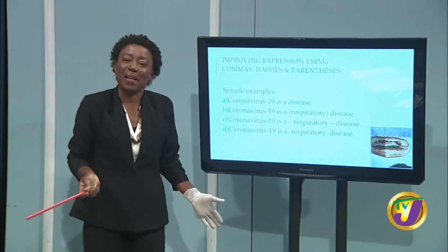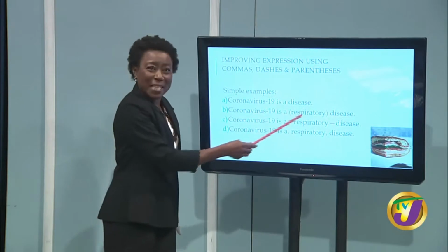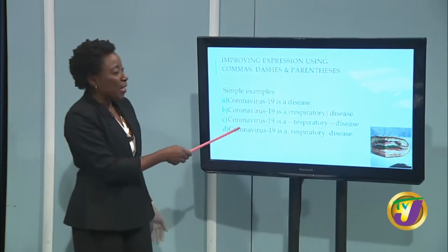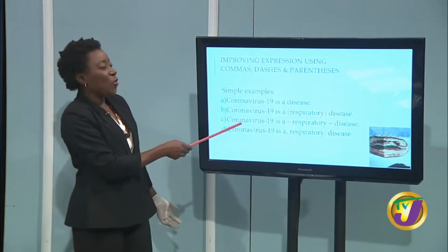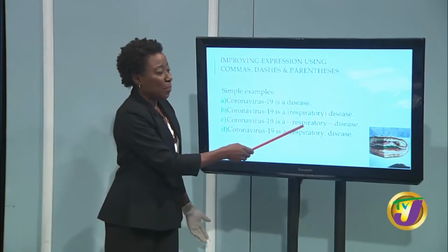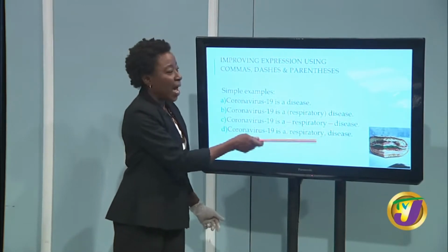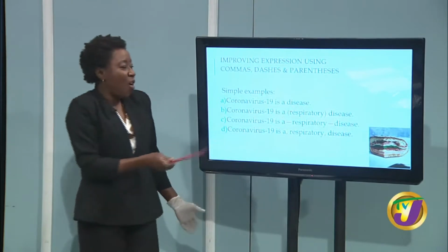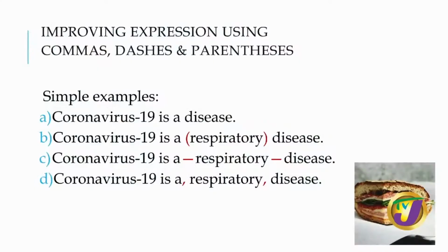It's a matter of style. You don't have to use these. You could just dash. So you say in C, the coronavirus 19 is a dash respiratory dash disease. I have marked off. Or I don't care for dashes, so I go for the commas. So you say coronavirus 19 is a, respiratory, disease.